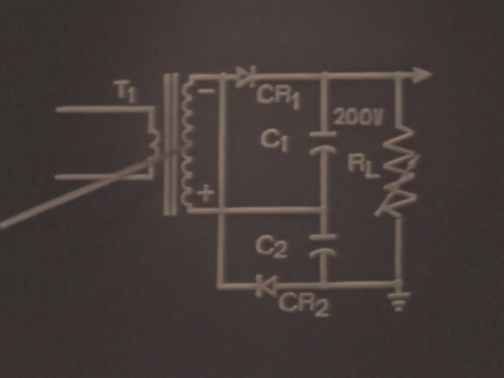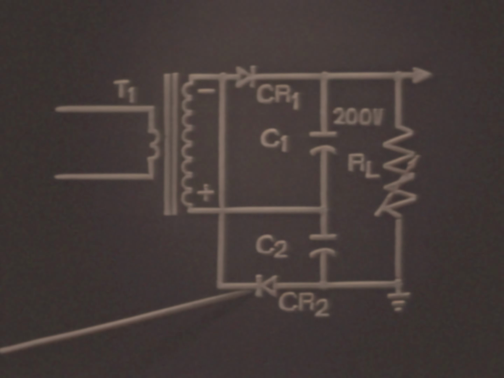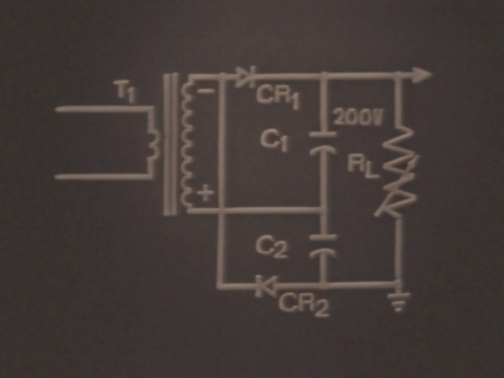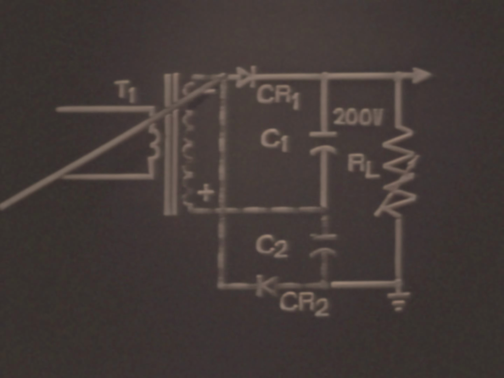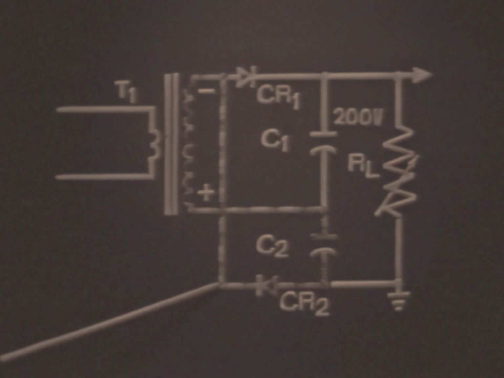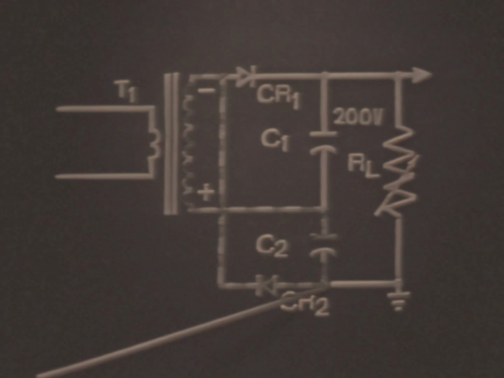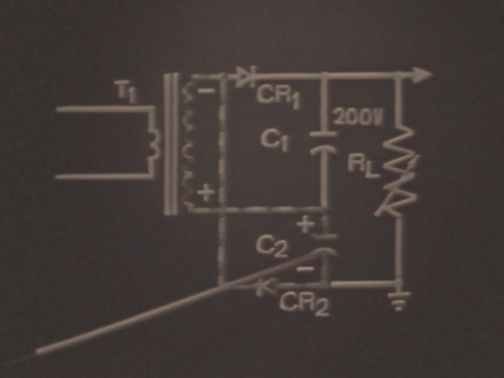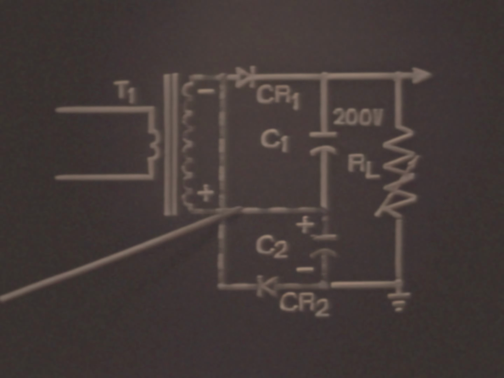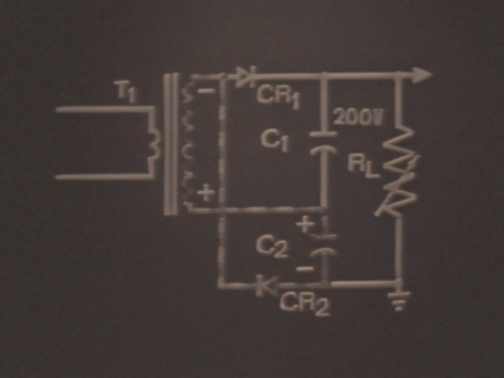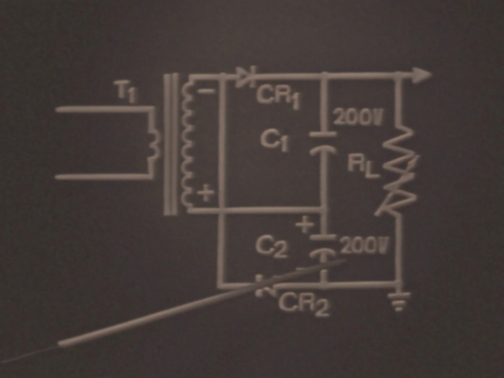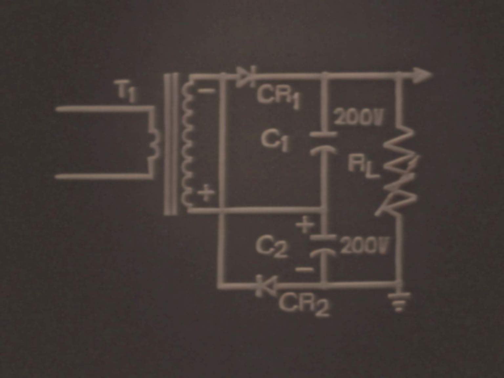Reversing the polarity on the transformer secondary means that the anode of CR1 is now negative, and the cathode of CR2 is also negative. Therefore, CR2 is forward biased, and it will conduct. Its conduction path is from the negative point in the transformer secondary, down through the diode CR2, up through C2, charging C2 negative to positive, then returning to the positive transformer secondary. C2 is now charged to 200 volts, or the same value that C1 was charged to on the positive alternation.